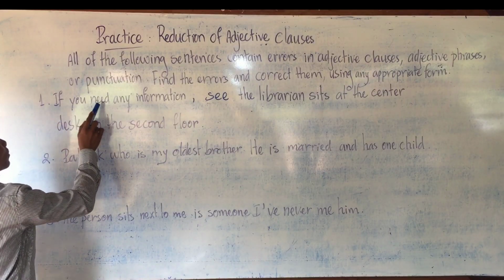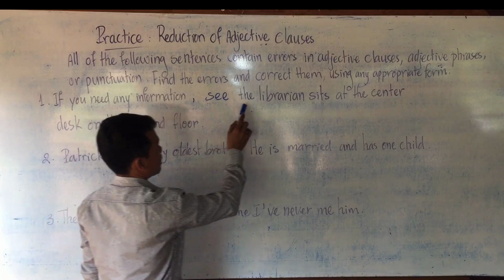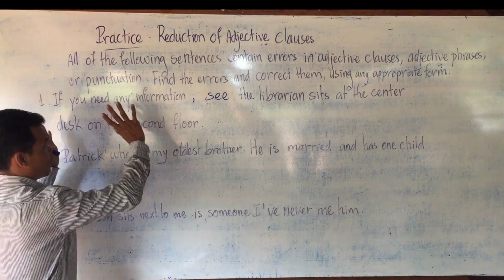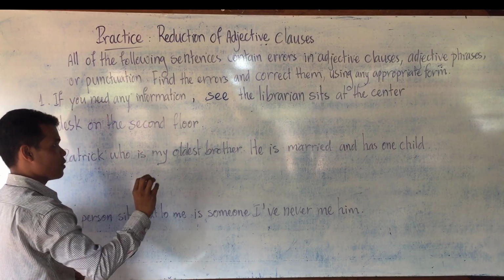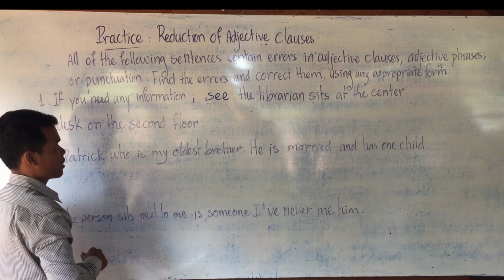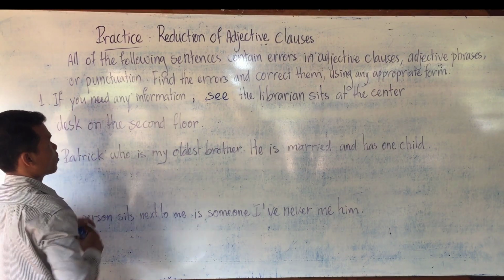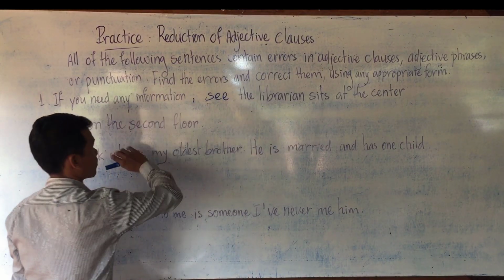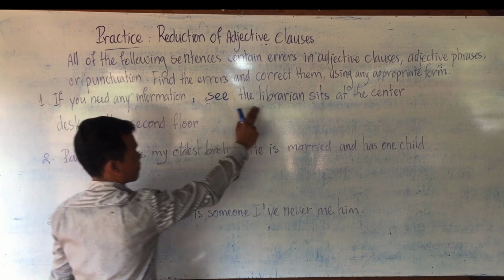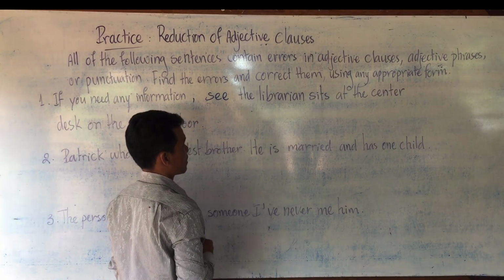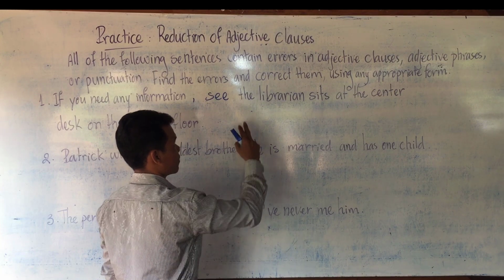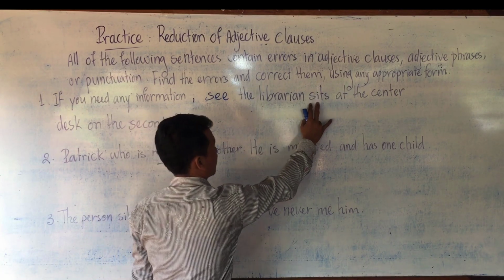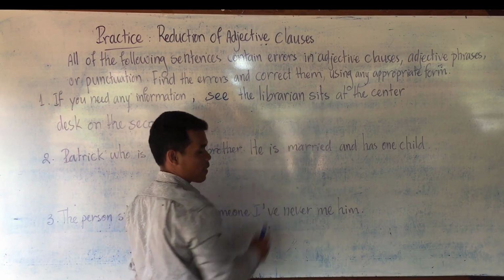Number 1: If you need any information, see the librarian sit at the center desk on the 2nd floor. Please look at only the adjective clause, adjective phrase, or punctuation. If you need any information here, no error. Because of the if clause, see the librarian sit at the center. So see is imperative, and the librarian sit. Which one is the subject of sit? We cannot see the subject of sit at all. That means the error occurs in this place.